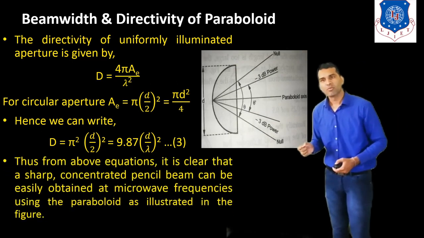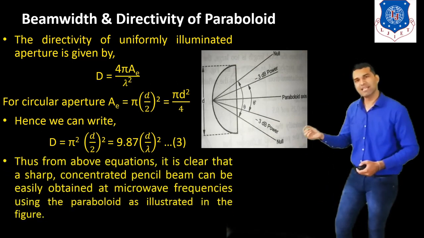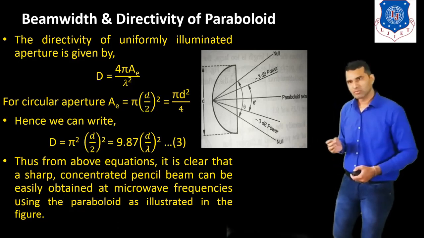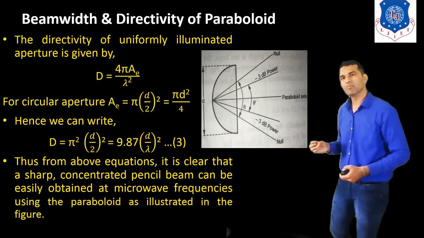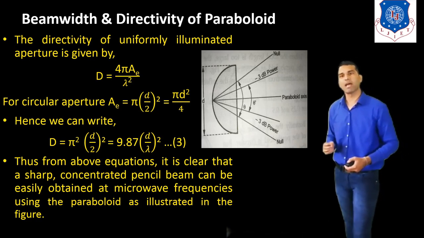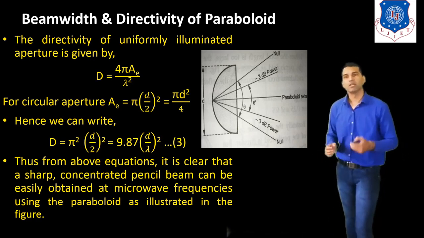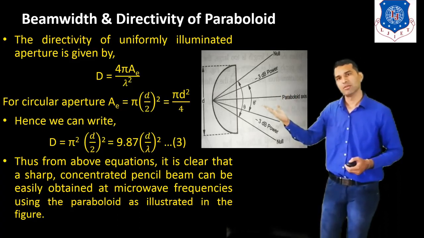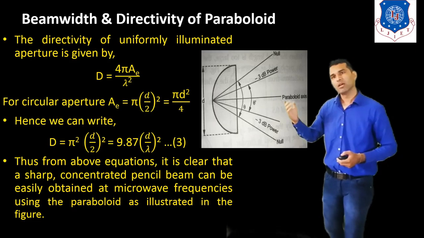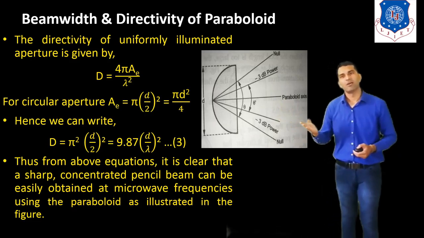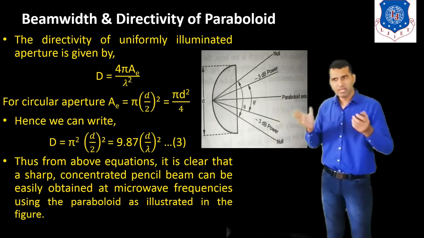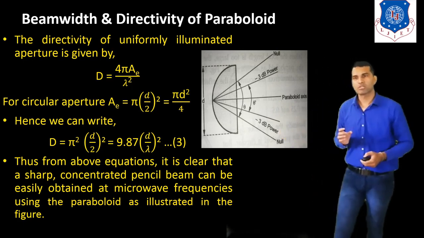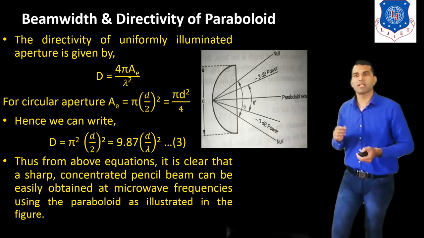Thus, from the above equation, it is clear that a sharp concentrated pencil beam can be easily obtained at microwave frequency using a paraboloid, as illustrated in the figure. So by using this paraboloid antenna, we can design an antenna that has a sharp concentrated pencil beam.